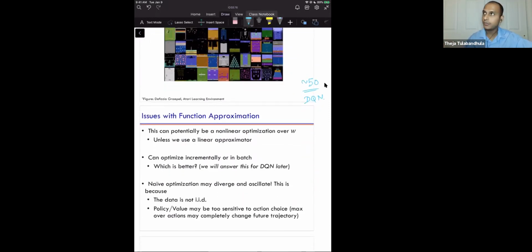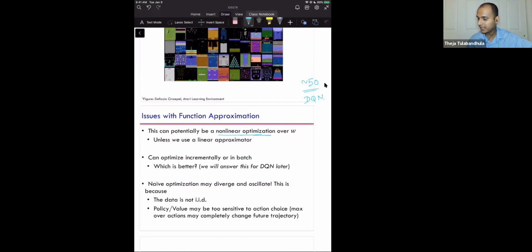When you pick a function to approximate the state action value function, you typically have a nonlinear optimization problem. The moment you pick a neural network with a few hidden layers and some nonlinearities, you have a nonlinear optimization over W. We have seen a lot of nonlinear optimization in your assignments, with sequence models or training CNNs, whatever it is. And the moment you have nonlinear optimization, a lot of things can go wrong.